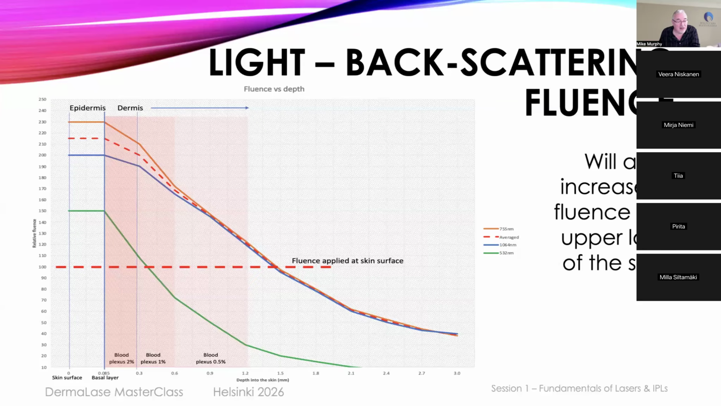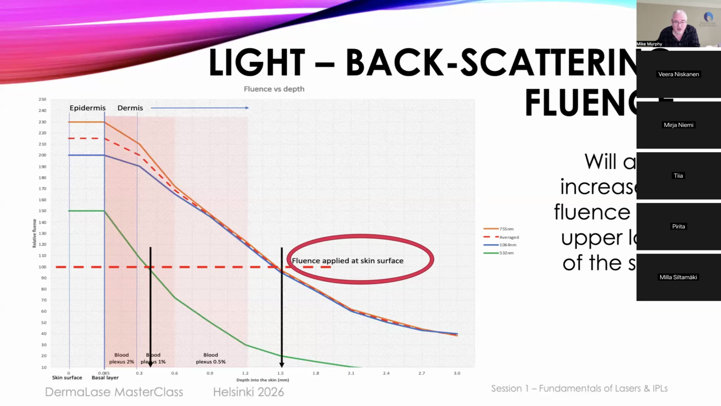But in actual fact, it can help us as well, because knowing this, you can calculate the fluence you need to fire at the surface to achieve certain fluences at these depths here. Say you're targeting blood vessels or hair follicles or whatever. So this is actually very, very useful stuff to know. Yeah, 100 is the fluence at the skin surface, so that could be 10, it could be 5, it doesn't matter. It's just a relative number.